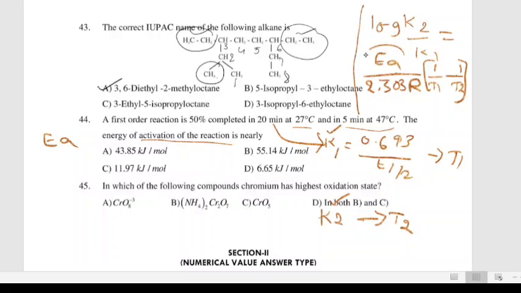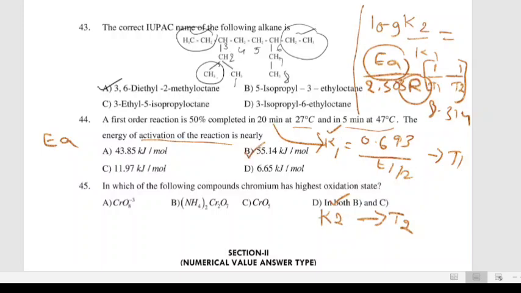And R value you have to take 8.314, where you get the value in terms of joules and you have to convert that into kilojoules. If you substitute 300 Kelvin as T1 and here 273 plus 47, 320 Kelvin as T2, you will definitely get the EA value as 55.14.